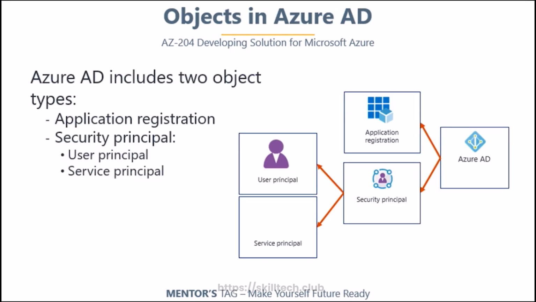If we focus on the object types, Azure Active Directory supports two kinds of objects: application registrations and security principals. Even inside the security principal, we have user principals and service principals. The goal behind this object is that an application also requires to be identified. That's why an application requires a unique identification, something like an app ID or client ID. And even when you're dealing with users or services, they need to be validated and authenticated based on a unique identity, which can be done by user principals and service principals.